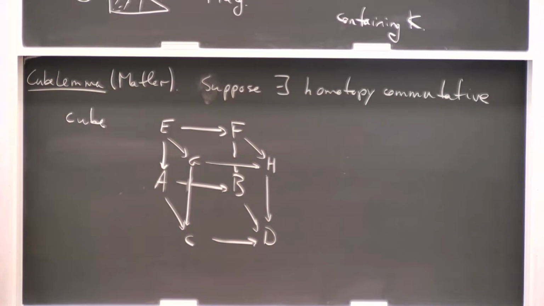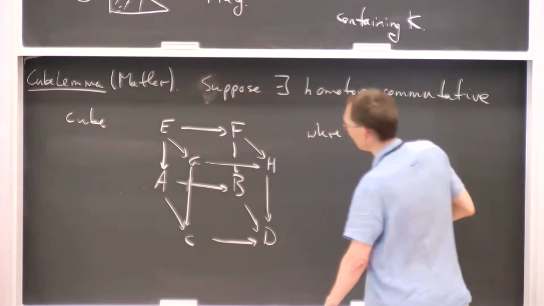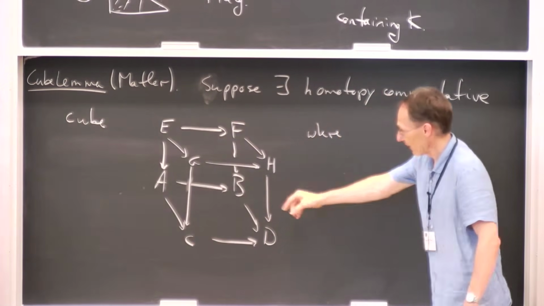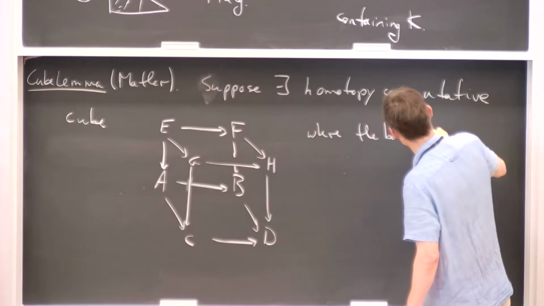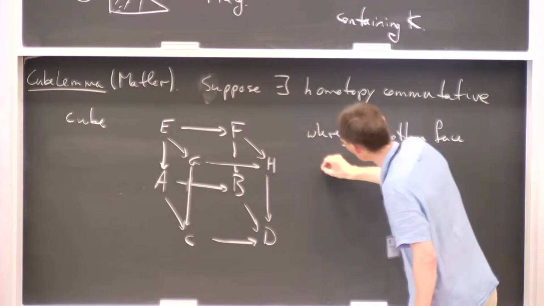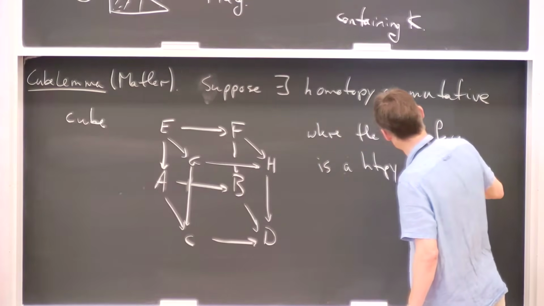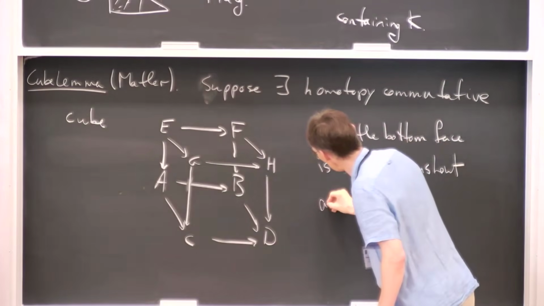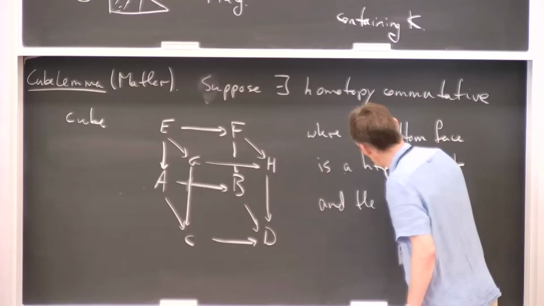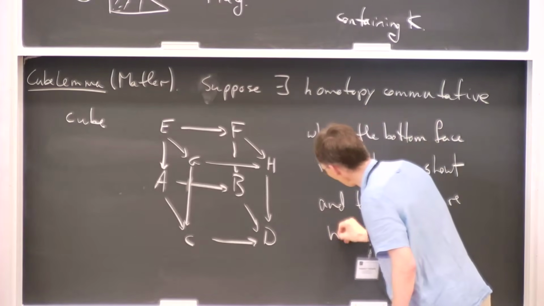Suppose you have a homotopy commutative cube where the bottom face is a homotopy pushout, and the four sides are homotopy pullbacks.